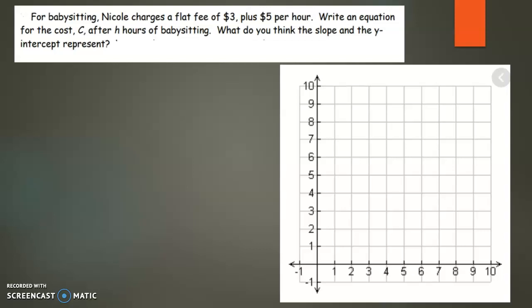For babysitting, Nicole charges a flat fee of $3 plus $5 per hour. This per is going to help you because per always means x. In class, I always said if you saw the per, just put an x on it. Write an equation for the cost after h hours of babysitting. I'm not going to use c's and h's. I'm going to use y's and x's. So y equals, this is 5x, that is the slope. A flat fee is the y-intercept, plus 3.